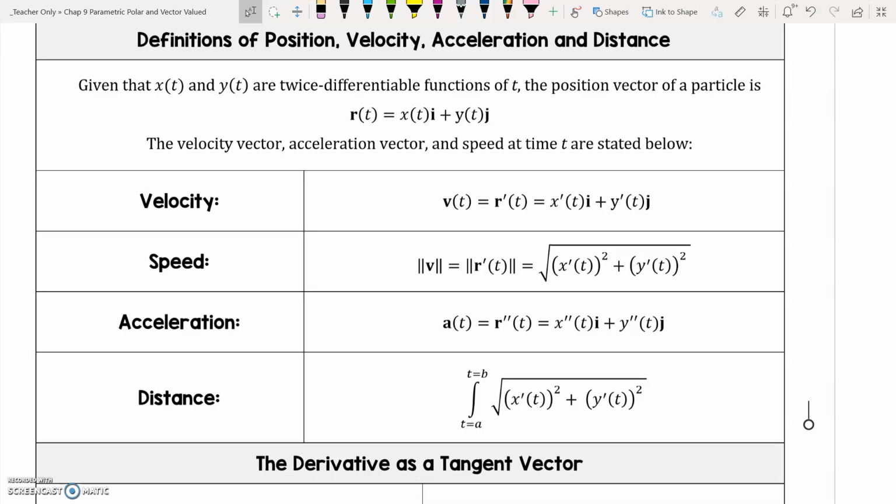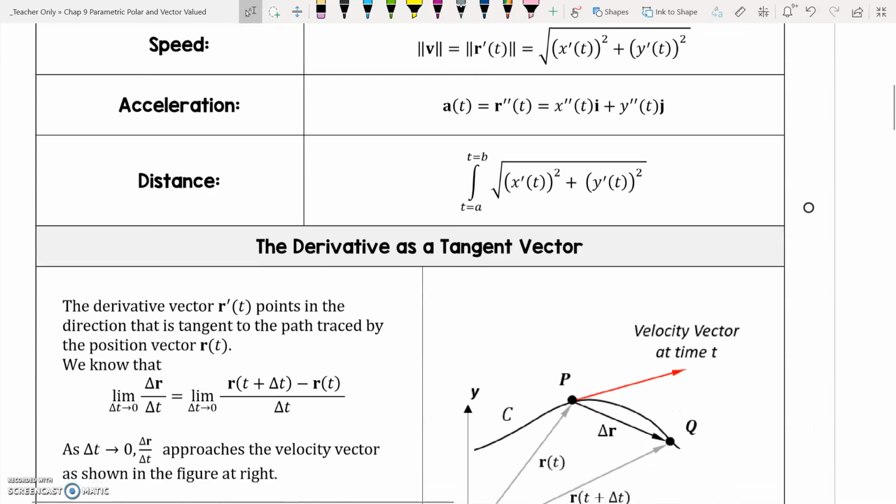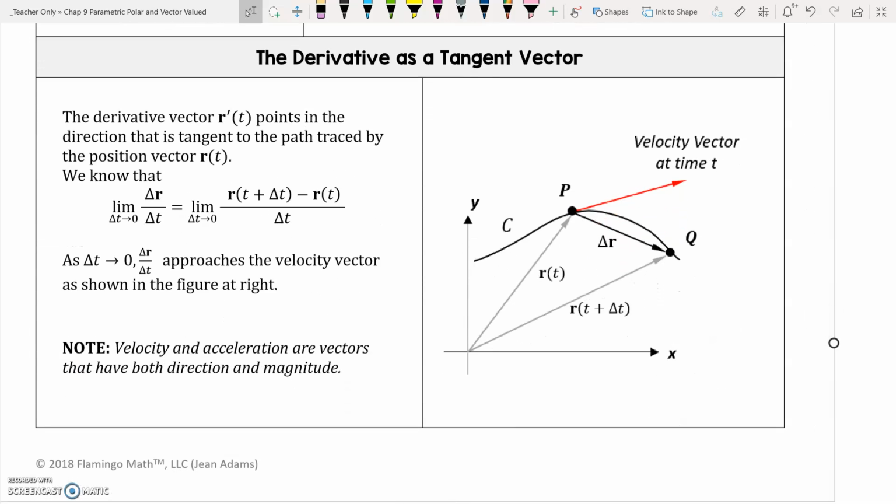Our acceleration will be the second derivative of the position vector, and we can find the distance traveled along that curve by integrating from a to b the square root of x prime squared plus y prime squared, which is the same form of the equation that we used to find the length of a curve earlier in the unit. We're also now going to define the derivative as a tangent vector. The derivative vector r prime of t points in the direction that is tangent to the path traced by the position vector.